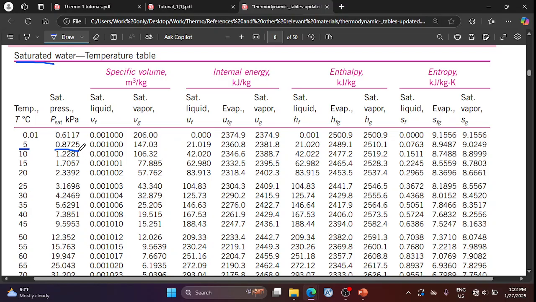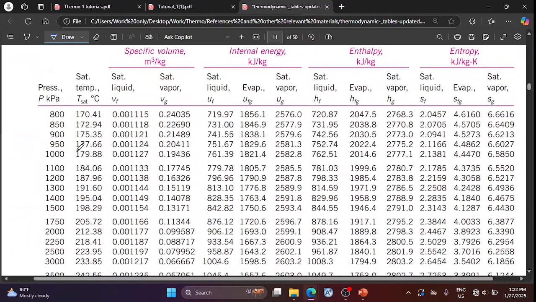Saturated meaning that if it's a liquid, it's at the verge of becoming a vapor. If it's a vapor, it's at the verge of becoming a liquid. Or it can be a vapor-liquid mixture. So it's these three things: a liquid at a point that it can just become a vapor, a vapor at a point that it can just start to become a liquid, or a combination of liquid and vapor coexisting. Then what we have is saturated. So at a temperature of 5 degrees Celsius, I need this pressure for those conditions to be fulfilled.